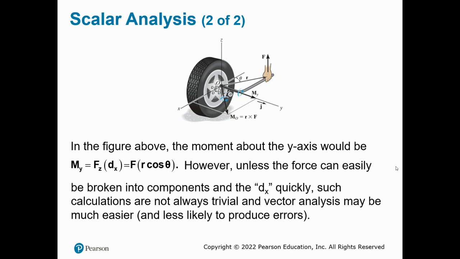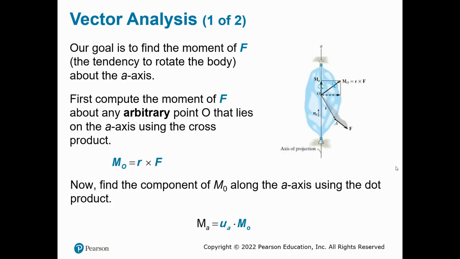So calculation is not always simple and straightforward. And this is why we are going to introduce the vector analysis, which makes the calculation a little easier. Here, our goal is to find the moment of F, which is the tendency to rotate a body about the a-axis. First, we're going to compute the moment of F about any arbitrary point O that lies on the a-axis using the cross product. So moment equals r cross F.